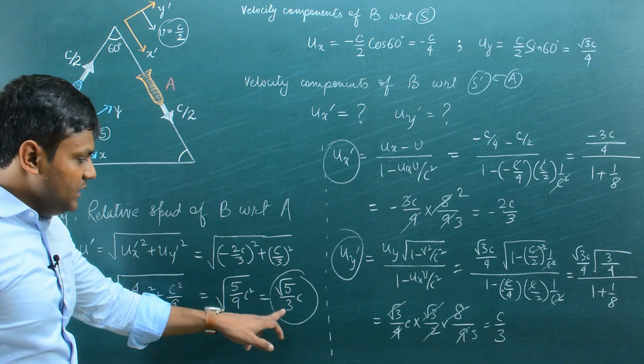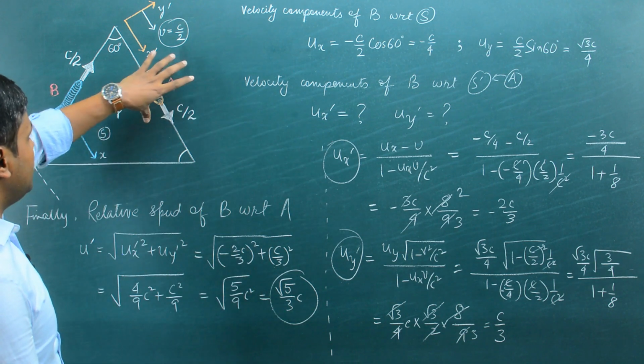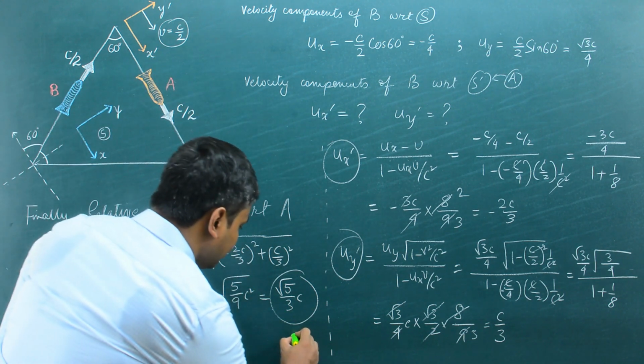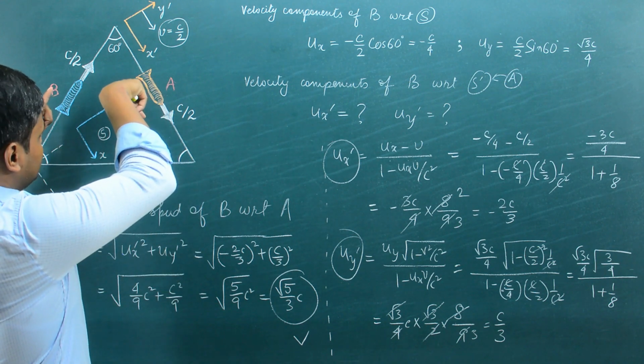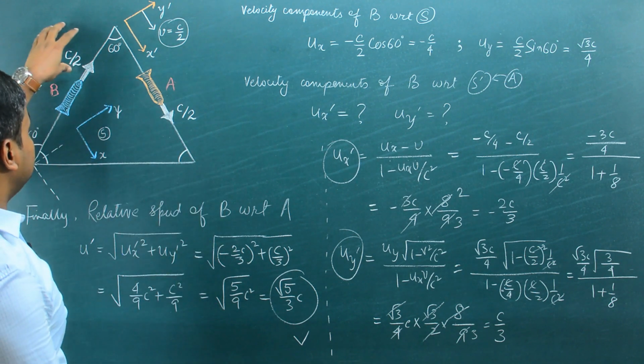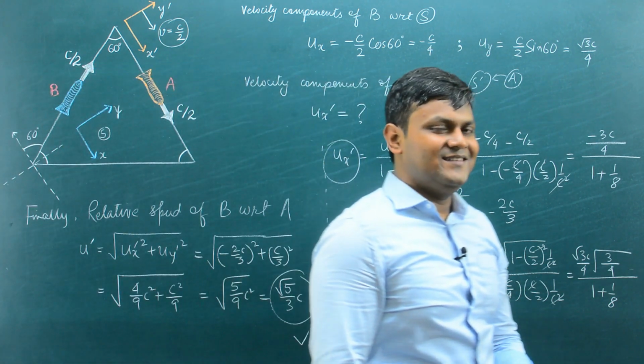So the relative speed of this spaceship B with respect to another spaceship A is exactly this much when both of them are moving along two sides of an equilateral triangle at speed c by 2 and c by 2 with respect to the lab or the ground.